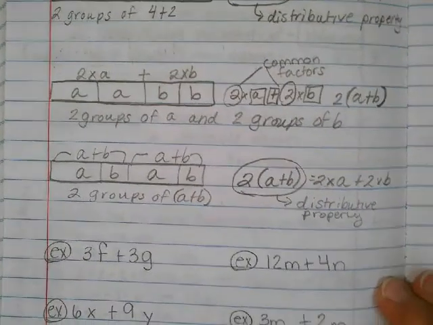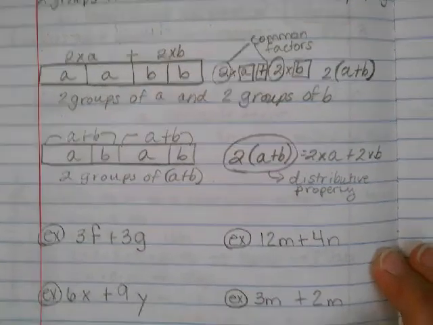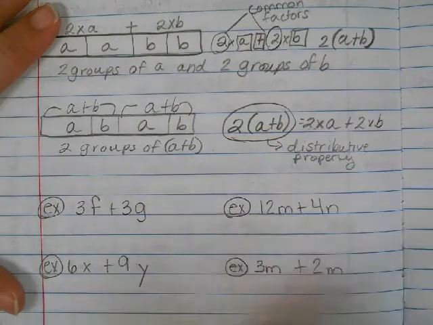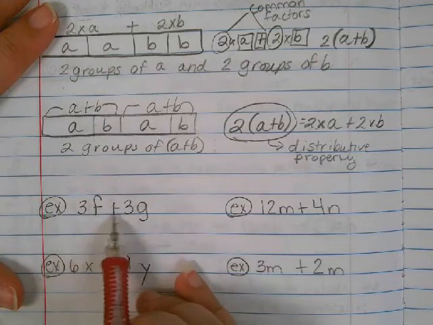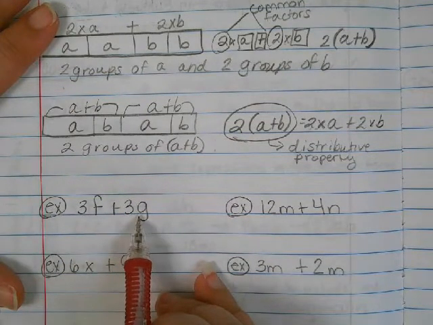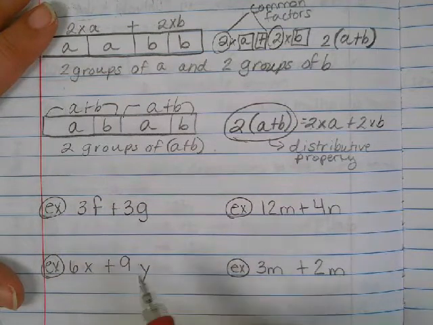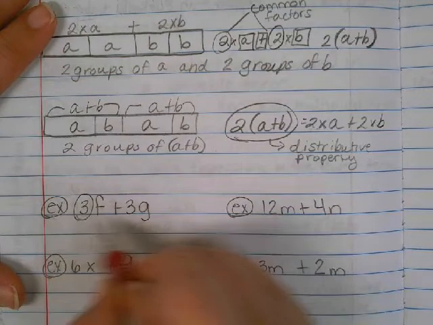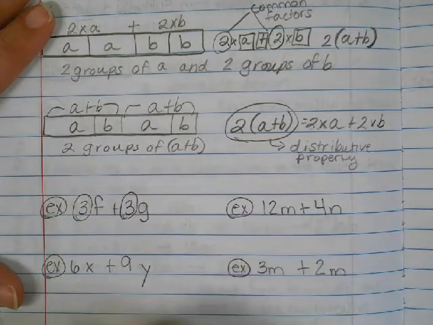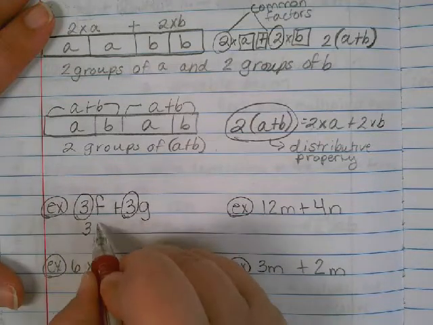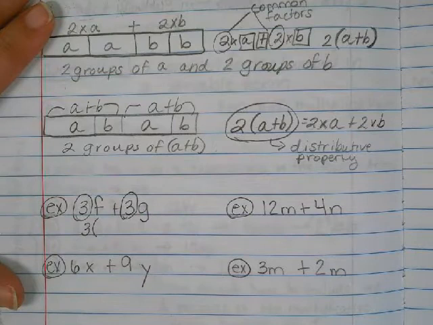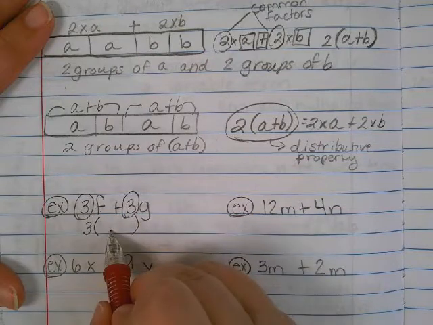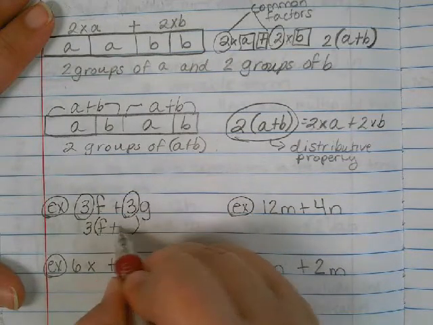Now we're going to see if we can apply what we just practiced in our notes on some other examples. So when I look at this first example, 3F plus 3G, if I want to simplify this into an equivalent expression, what I'm going to look for is what is matching. I can see that my 3's are common, so I write that one time. And because it's multiplication, I'm going to have parentheses, and then whatever isn't used goes inside my parentheses. So F plus G.